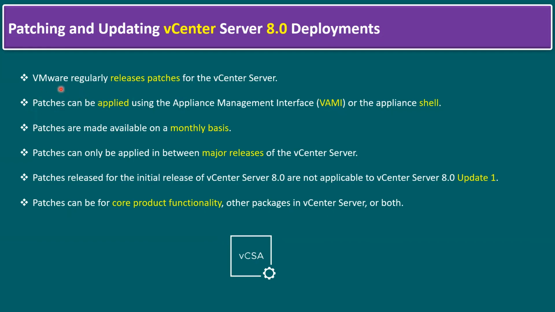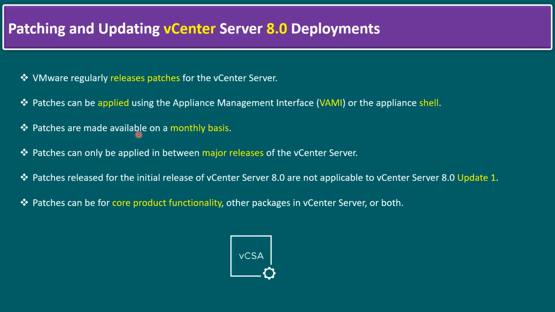To apply the patches, you can use the graphical user interface method or the command line method. Command line method means the vCenter Server Appliance shell prompt. So you can update or patch vCenter Server using graphical mode or command line based on your comfort. But in our test lab today, I'm going to show you using the graphical user interface, that is the VAMI page, and how we can update the vCenter Server.